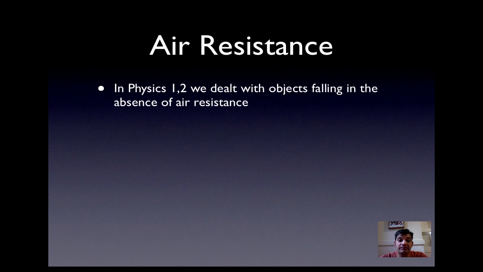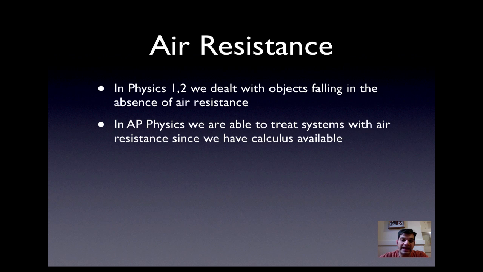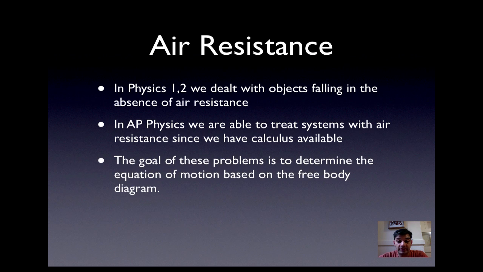So to jump in, in Physics 1-2 we dealt with objects falling in the absence of air resistance, so things just had plain old gravity. The acceleration was always 9.8 meters per second squared. But now we're able to actually take air resistance into account because we're going to be using calculus in this class to derive the equations of motion of systems in the presence of air resistance.